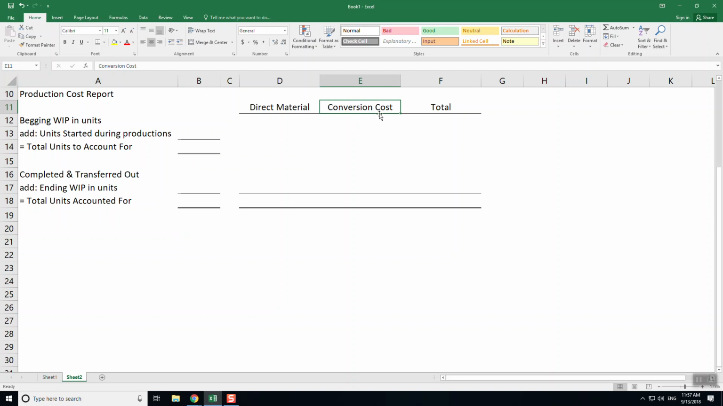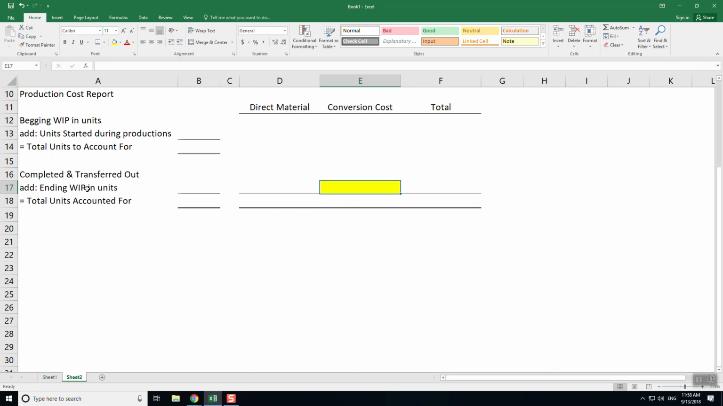Because when you think about it, direct material is 100% complete as far as being direct material. When you get the direct material, it's 100% direct material. There's nothing more you're going to do to it to make it direct material. So we can always, for the most part, treat the direct material as 100% complete. And then the second thing, going horizontally, anything that was transferred out is 100% complete as well.